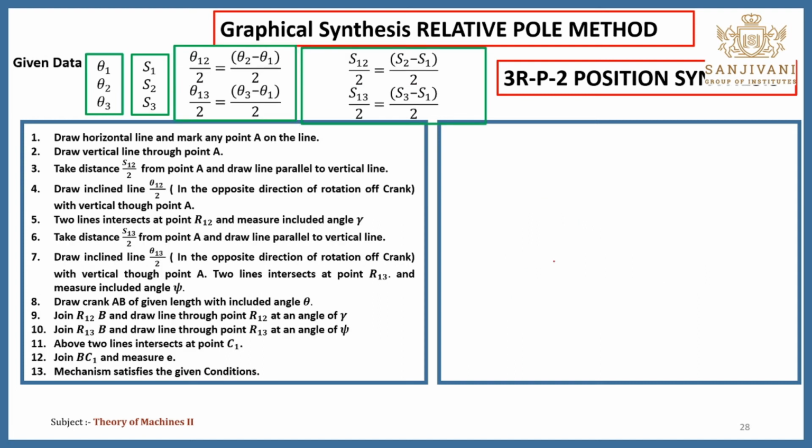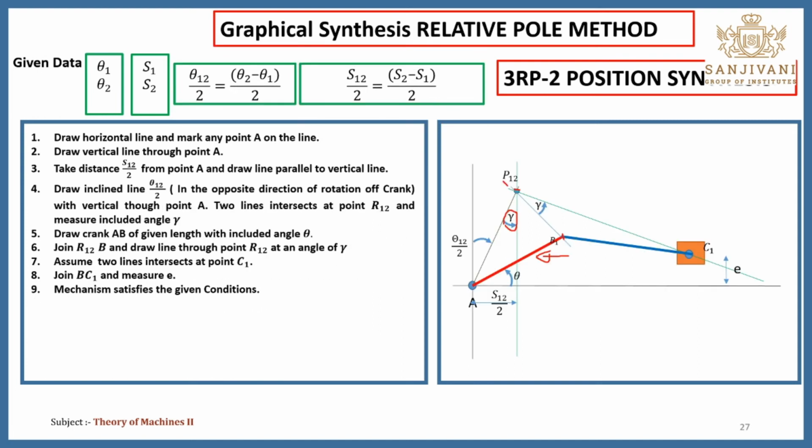Okay. Now in this case you need to measure this length, which is the crank, and B1 C1, which is the length of the connecting rod, and you need to measure the eccentricity. Using this you can do the synthesis of the 3RP chain using the relative pole method.